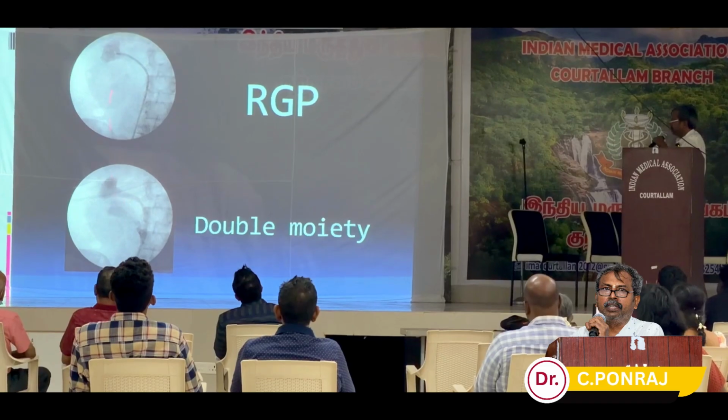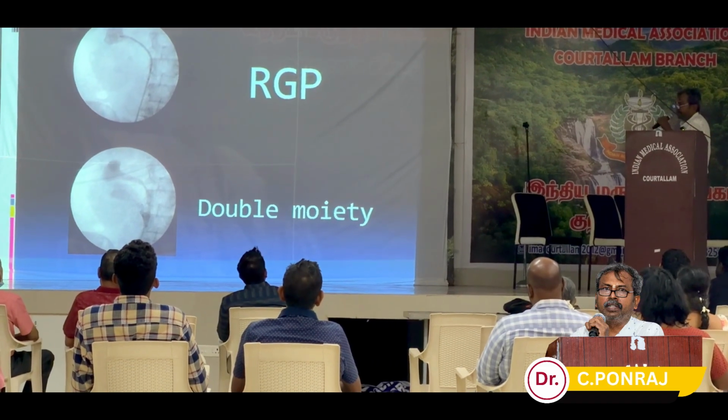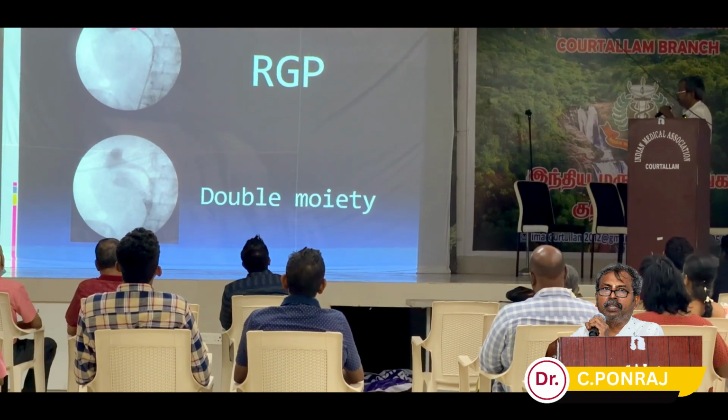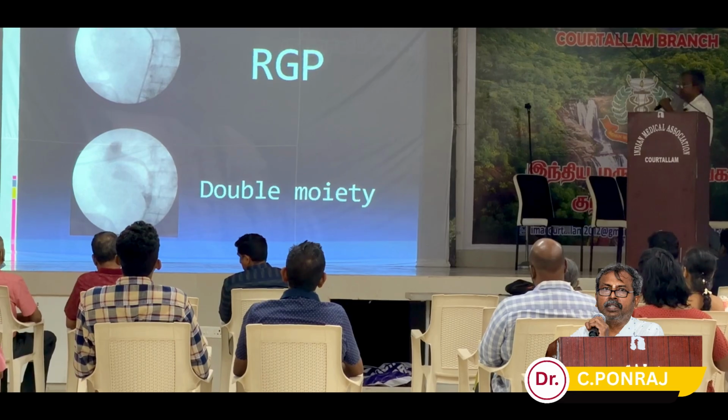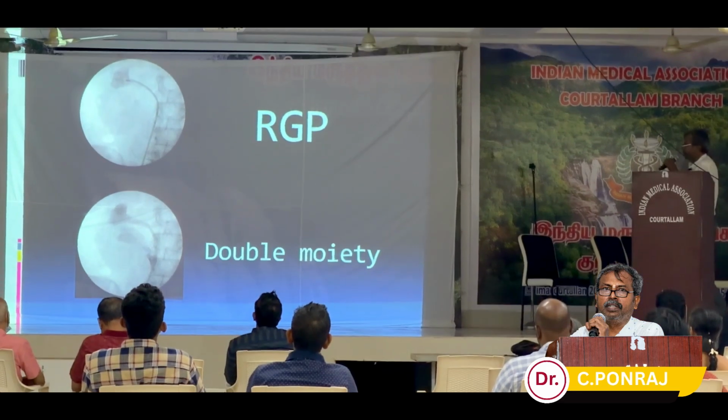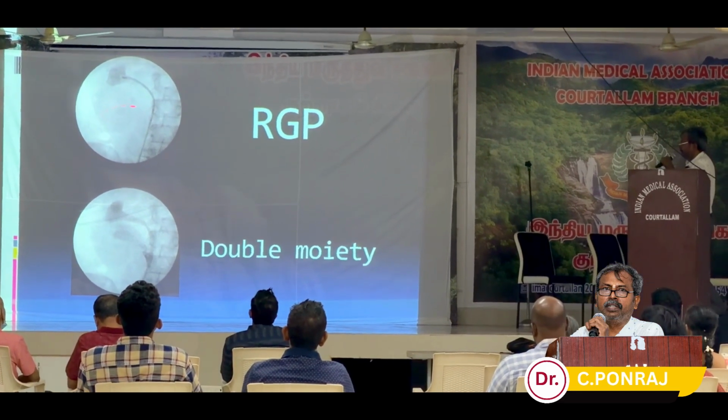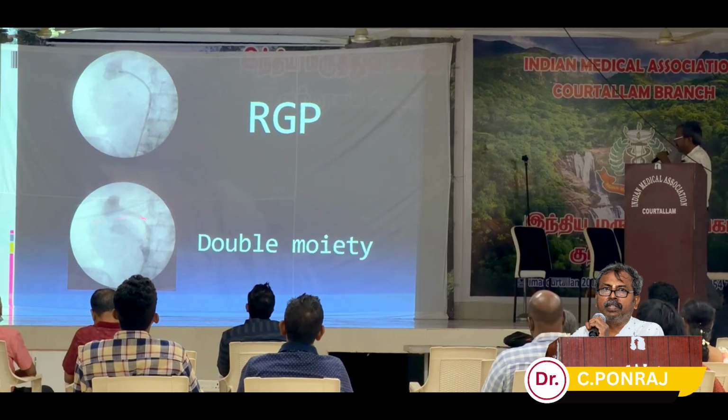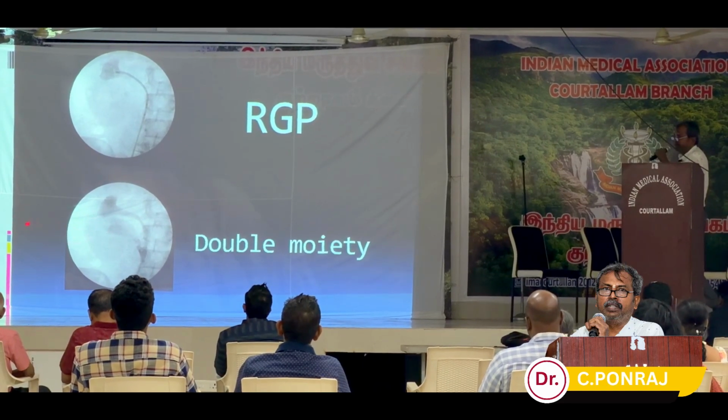So C-arm is a must for a urologist, because if you go by vision alone, I would have put a DJ stent and come out. Since we had a C-arm, we could visualize another stone in another moiety, and we were able to clear this stone.